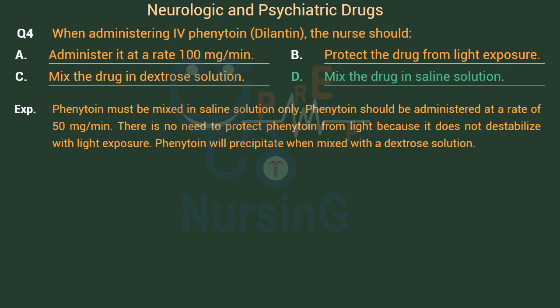Phenytoin must be mixed in saline solution only. Phenytoin should be administered at a rate of 50 mg per minute. There is no need to protect phenytoin from light because it does not destabilize with light exposure. Phenytoin will precipitate when mixed with a dextrose solution.